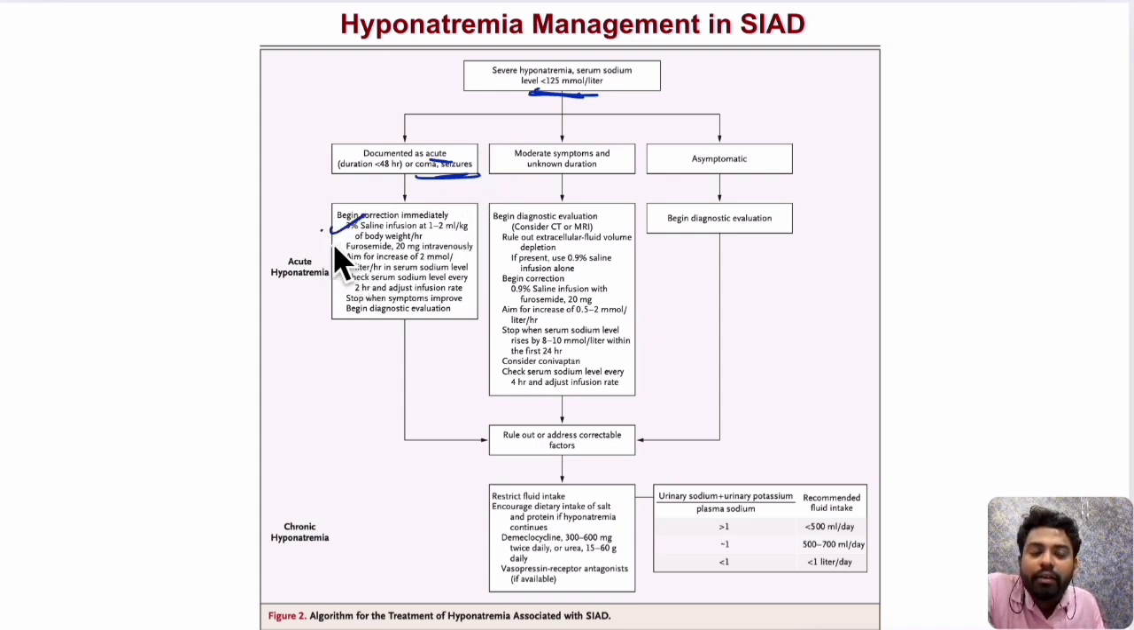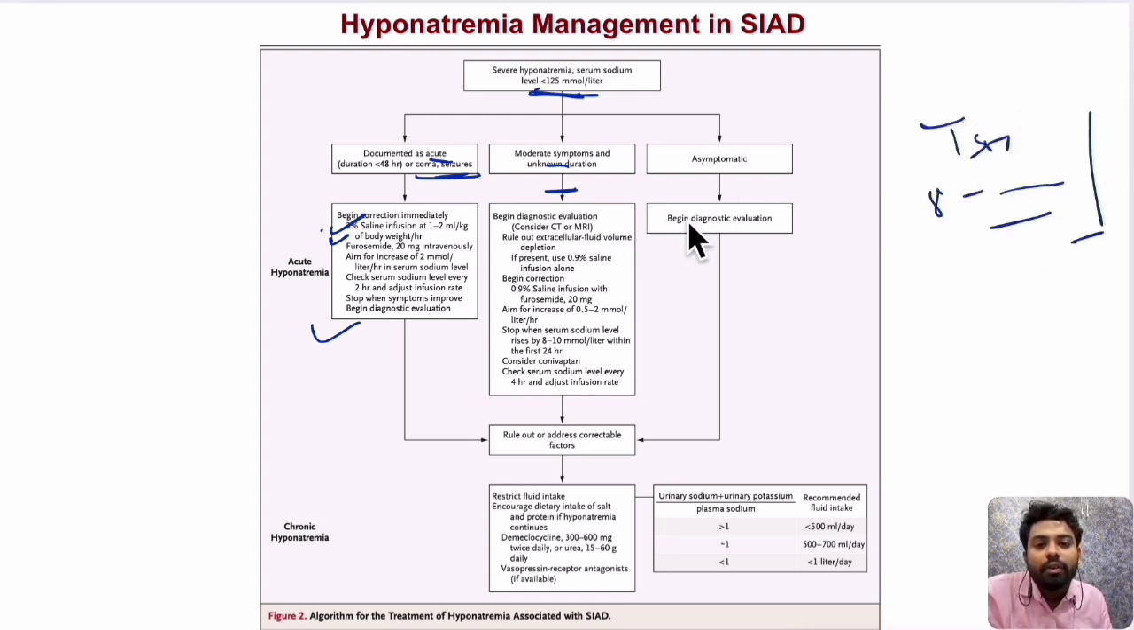Okay, you can, in benefit of doubt, give a little bit of furosemide 20 mg in case of CR actually. Okay, and then you start diagnostic evaluation. Moderate symptoms, unknown duration. You will send urine spot sodium. You will look at TSH. You will look at cortisol.